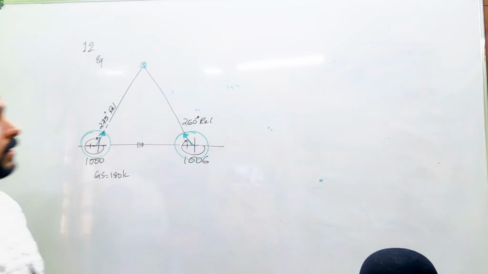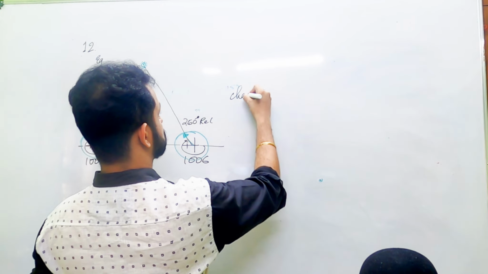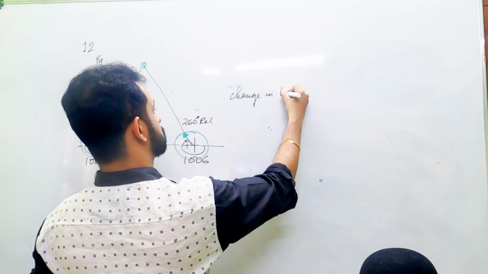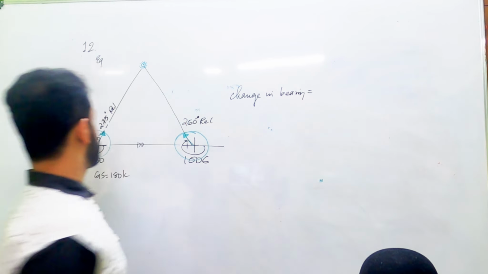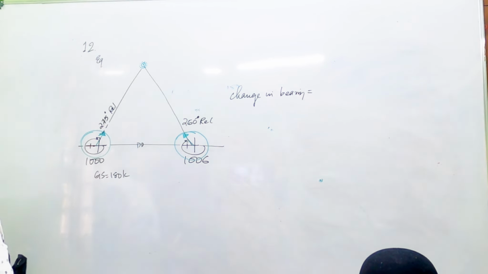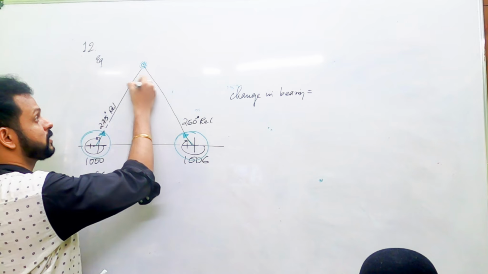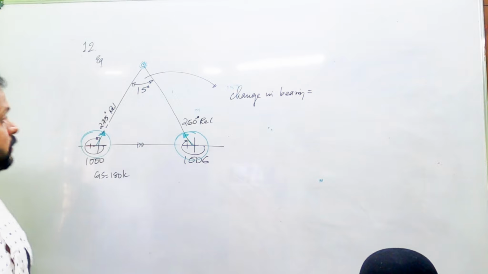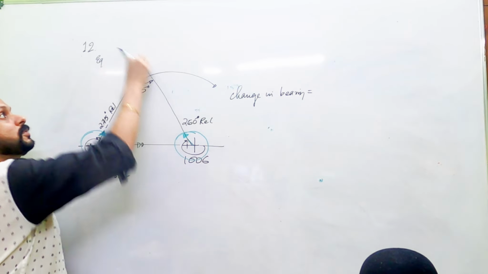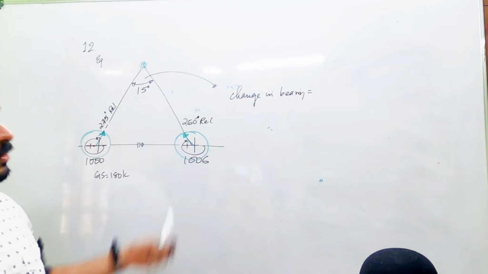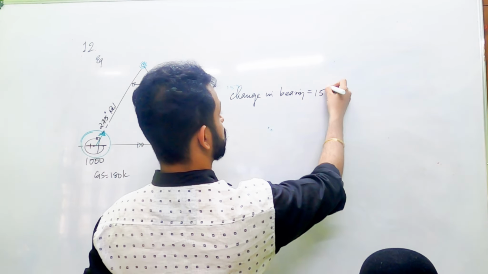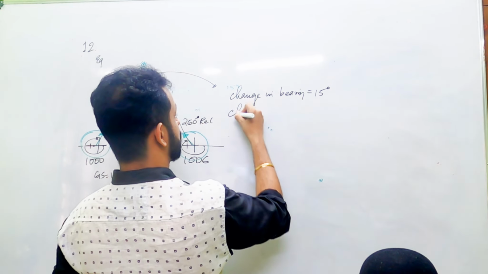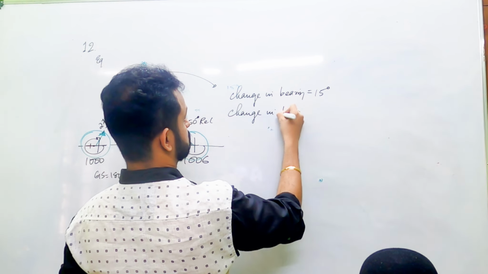What is the change in bearing? The change in relative bearing you can see here, from 275 to 260, is 15 degrees. The change in bearing is right here, that is 15 degrees. Therefore, even though these are relative bearings, the change in relative bearing is going to be 15 degrees. What is the time change? 6 minutes.